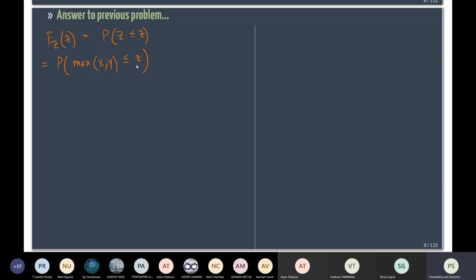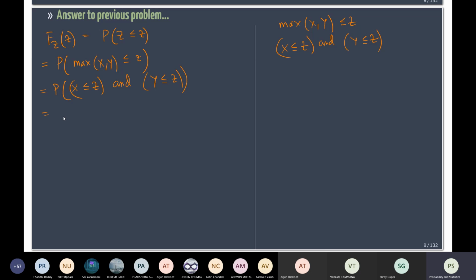The maximum of two quantities is less than or equal to z. So what can you say about X and Y individually? Well, I can be sure to say that X is less than or equal to z, and Y is less than or equal to z. So this is what we are going to use here. The max being less than or equal to z does imply that X is less than or equal to z and Y is less than or equal to z.